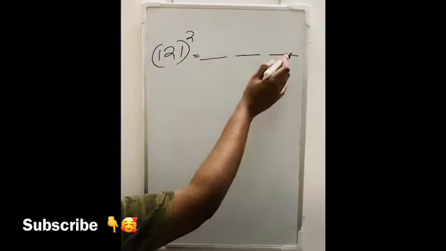Here these 3 parts are 1 digit each, so this is the answer: 144. Let's write 144 here. Then 2 into 12 into 1 is 24, and 1 square is 1. These are the 3 parts.